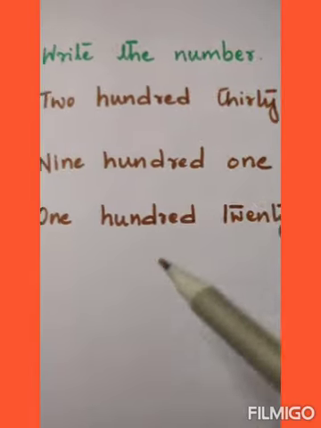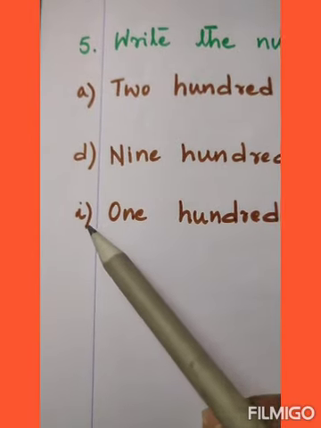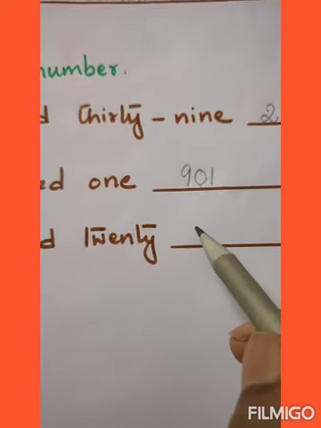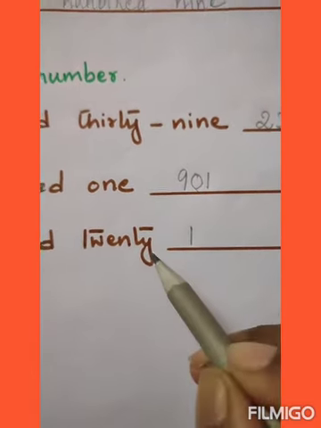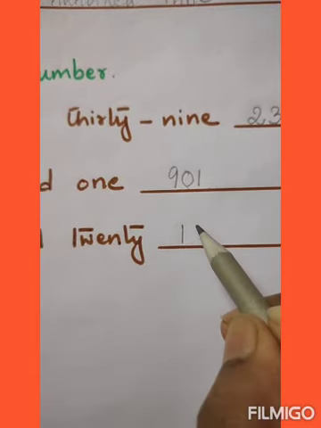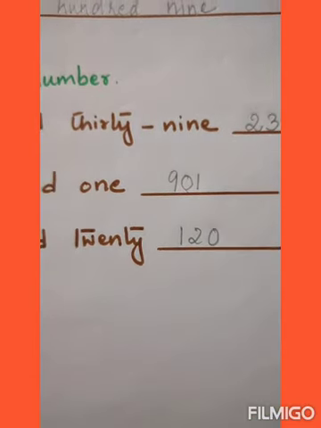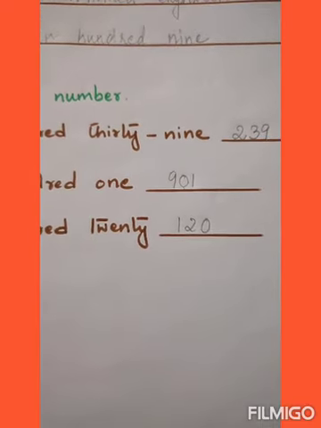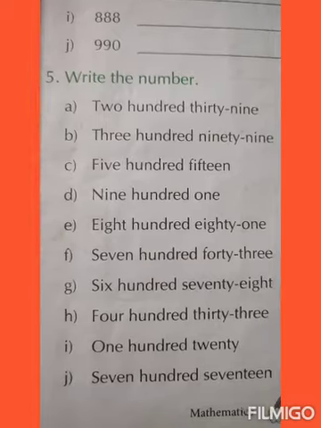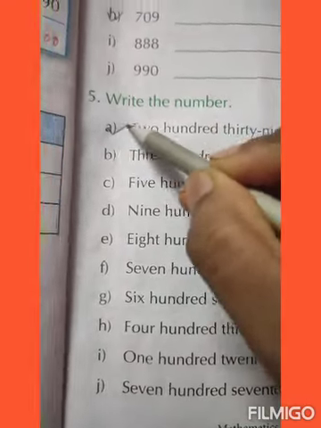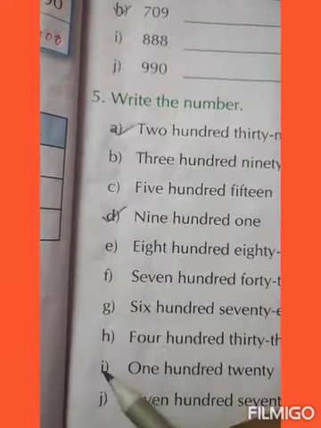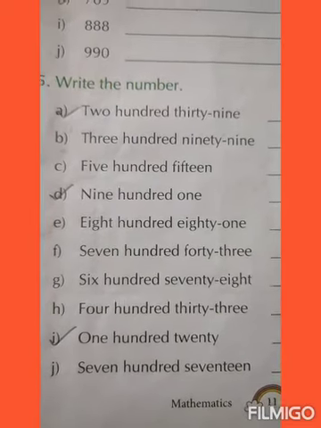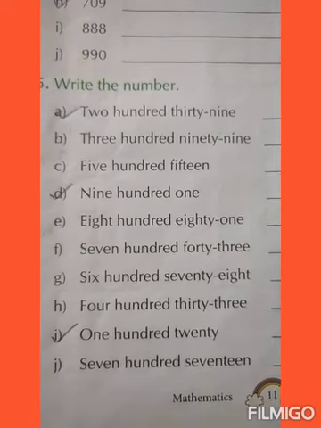Next one is number I, 120. 100, then 20. 120. Okay. So I have done number A, D and I. I hope the rest you can do by yourself. Okay, students?